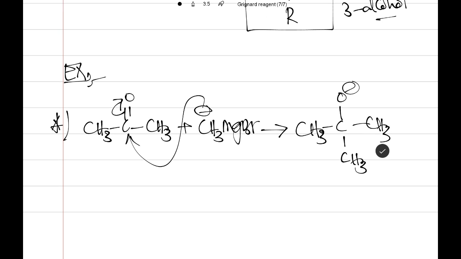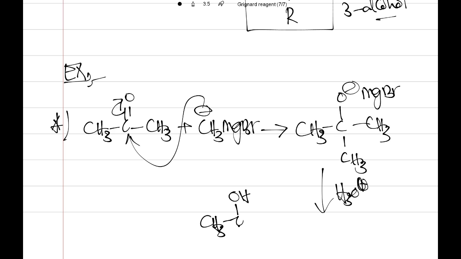Now O minus gets MgBr, okay, MgBr we can get here. On hydrolysis, we can get the tertiary alcohol, that is nothing but CH3 C OH, with CH3 and another CH3. So this is the product of the reaction.